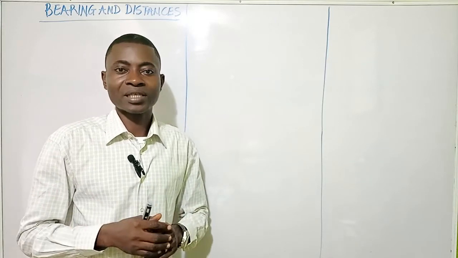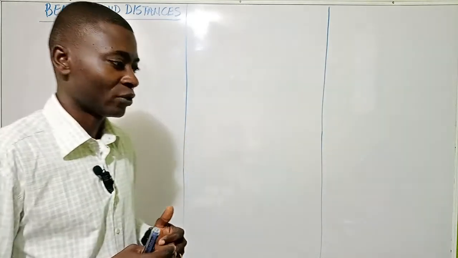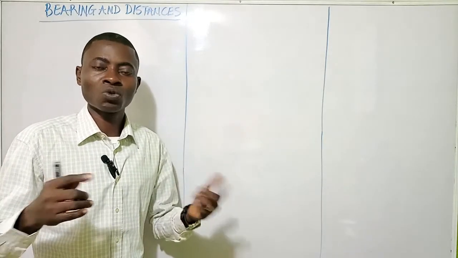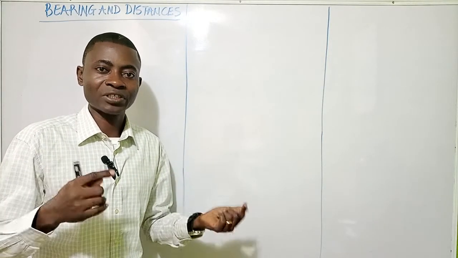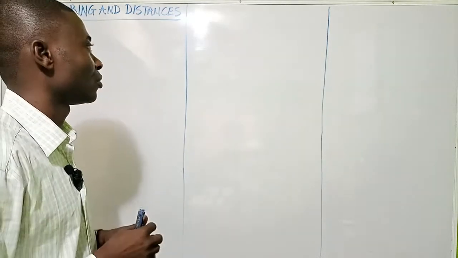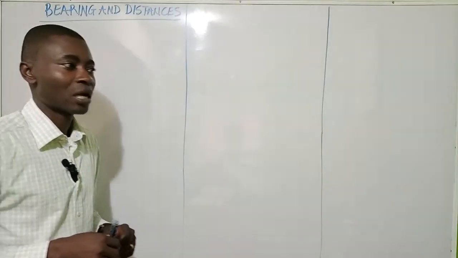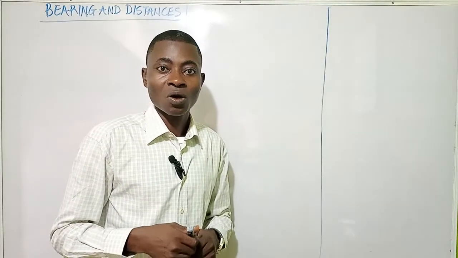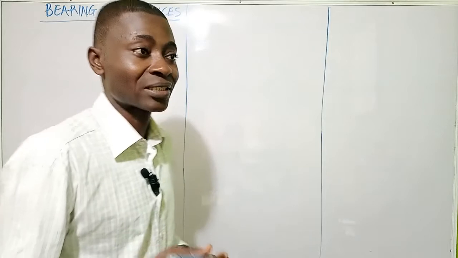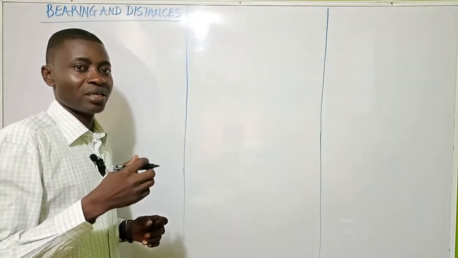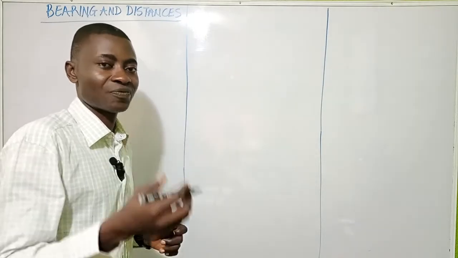Under bearing and distance, there are certain words that you hear, like "of" and "from". What do these words mean? How do you differentiate them? How do you answer questions associated with them? For instance, they tell you that the bearing of A from B is 065.